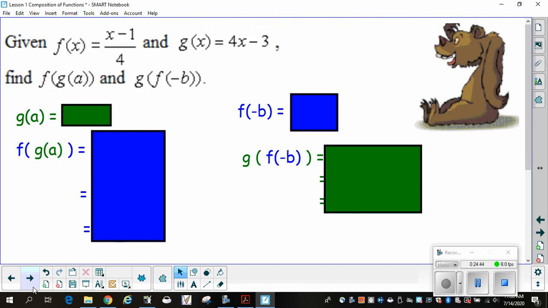So, given f of x is equal to x minus 1 over 4 and g of x is equal to 4x minus 3, find f of g of a and f of g of negative b. Well, pause the video and try it.